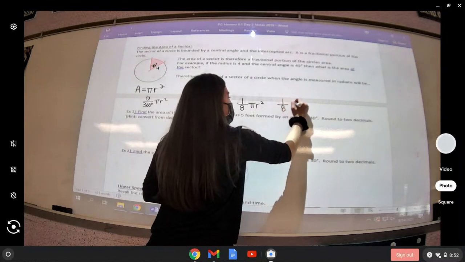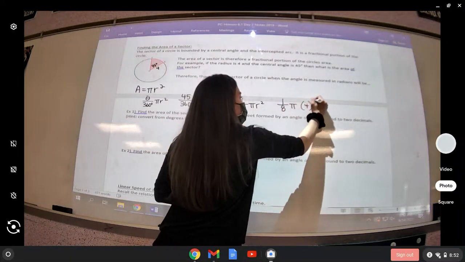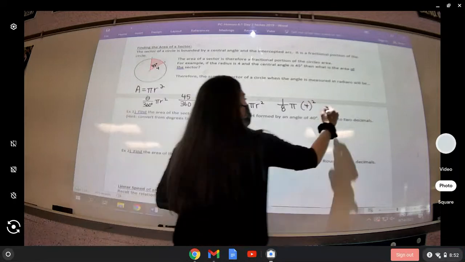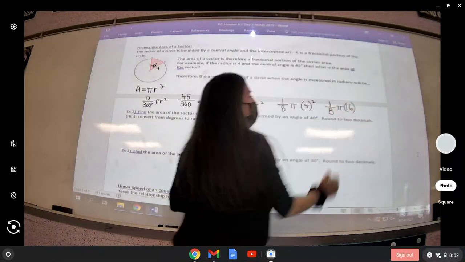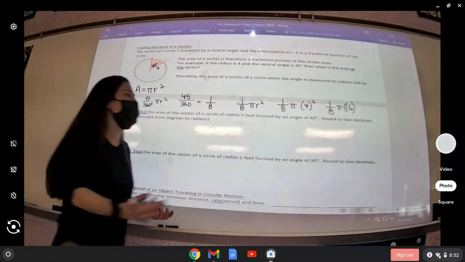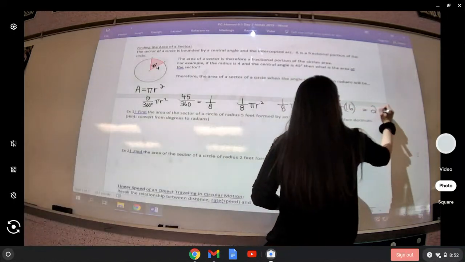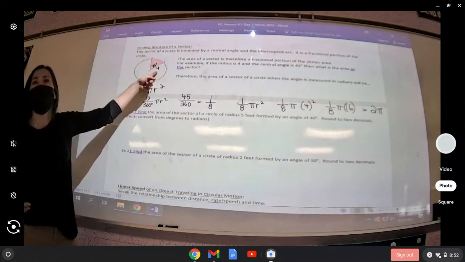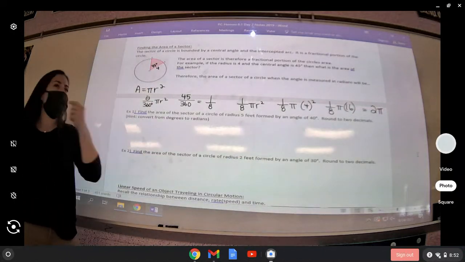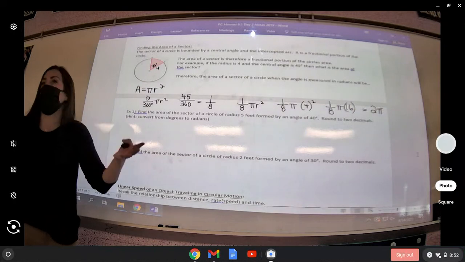So 1/8 of pi times 4 squared is going to be 1/8 pi times 16. Well, 16 divided by 8 is 2. That's 2 pi. So the area is 2 pi, whatever unit the radius is measured in, feet, inches, centimeters, it's some type of unit squared.